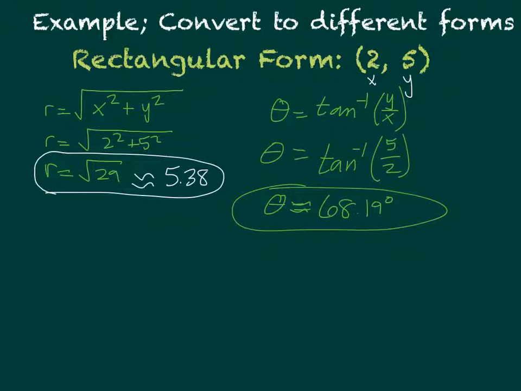So that makes our final answer approximately 5.38, 68.19 degrees. So our r is 5.38 and our theta is 68.19 degrees.